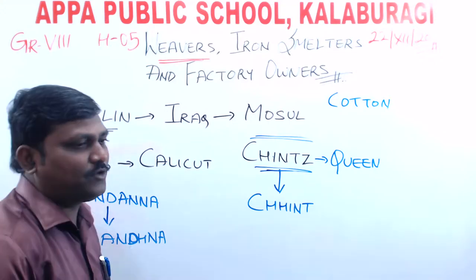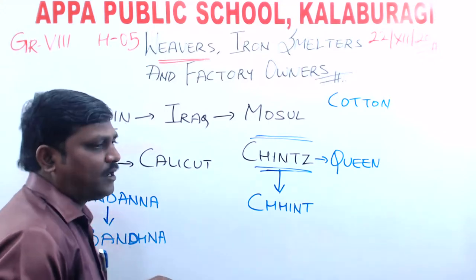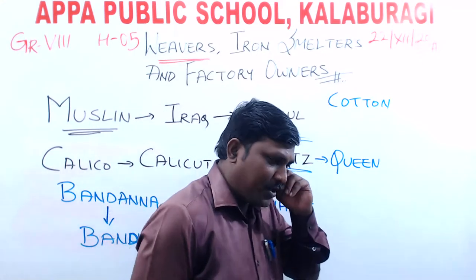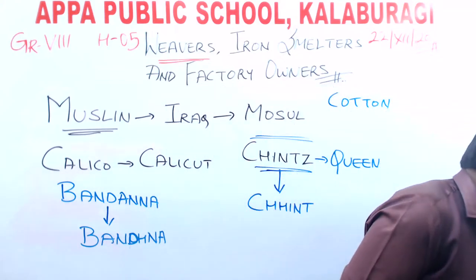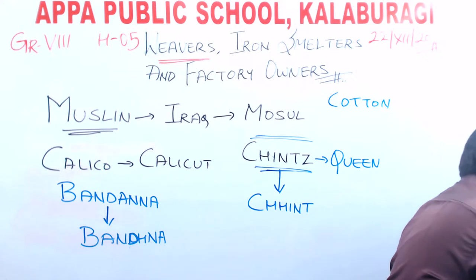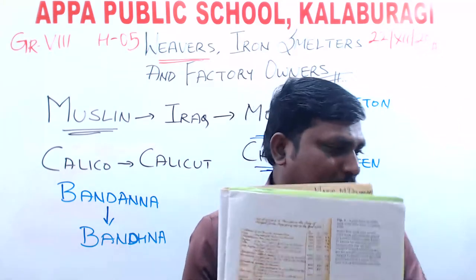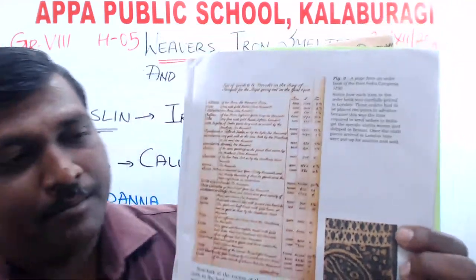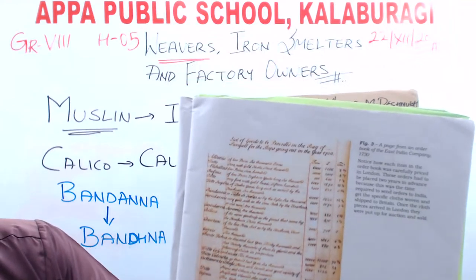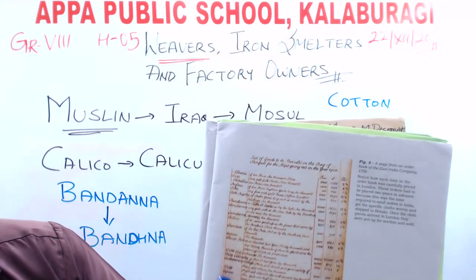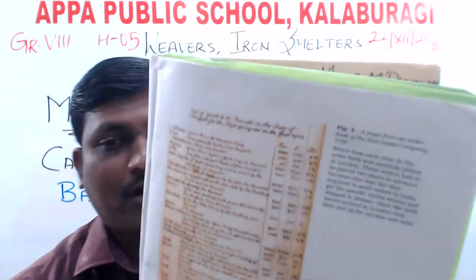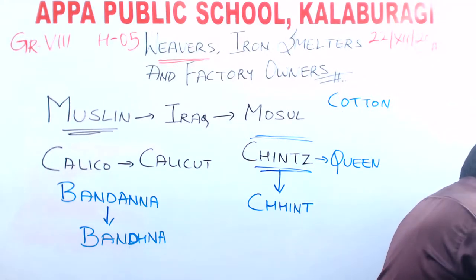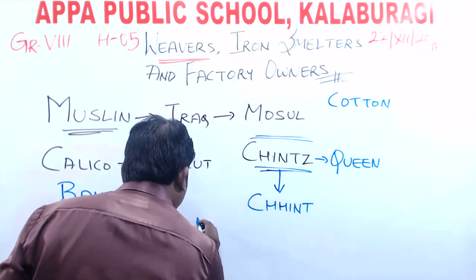Okay, so these are some of the cloths. Apart from this, the demand for Indian cloth was too much. If you have a textbook, I will show you the textbook. You can see this particular page number 81. Here is the name of the particular kind of cloth, and the orders also they have mentioned. At that moment, the order was about 589,000 pieces.